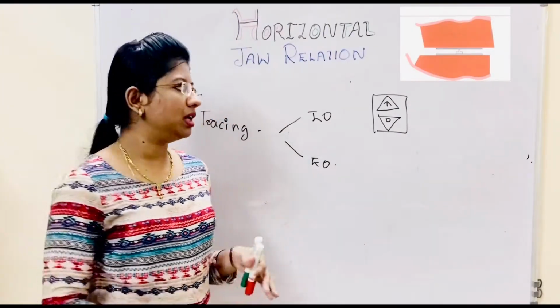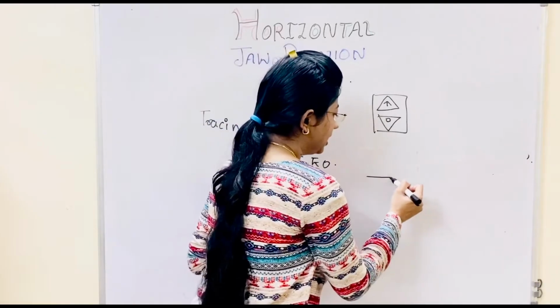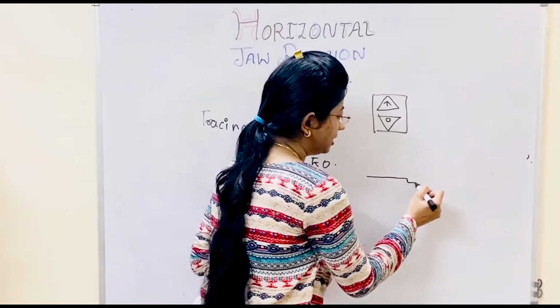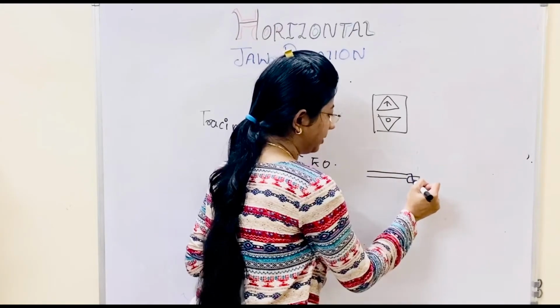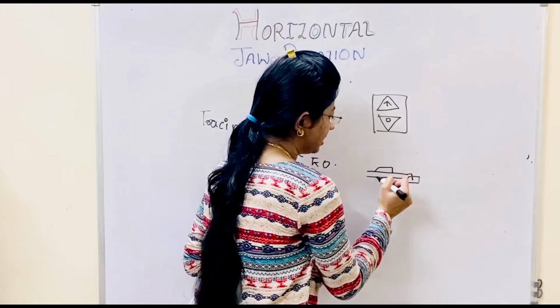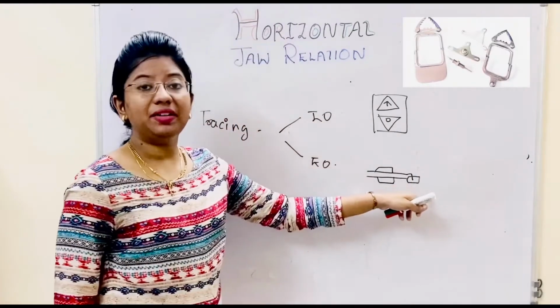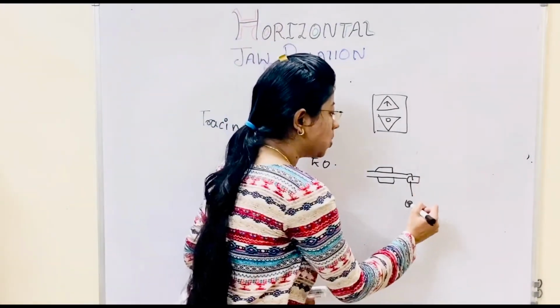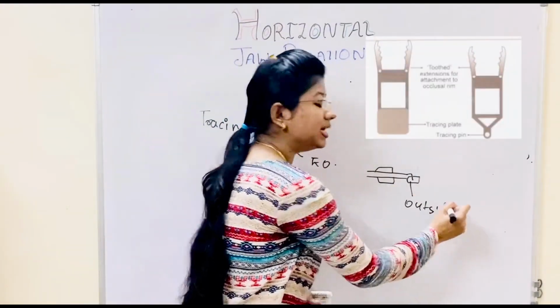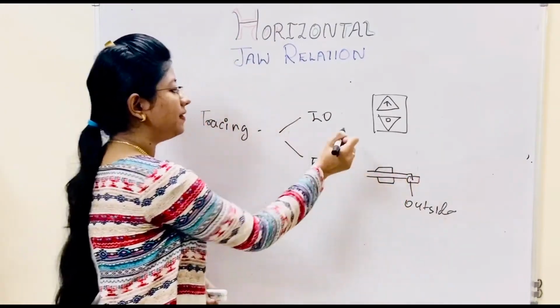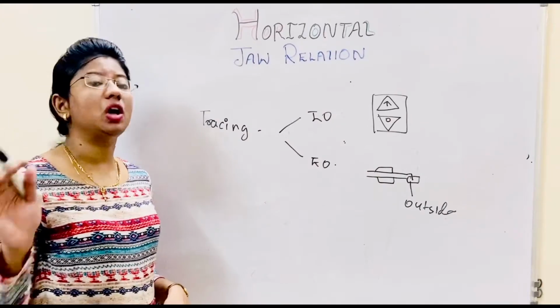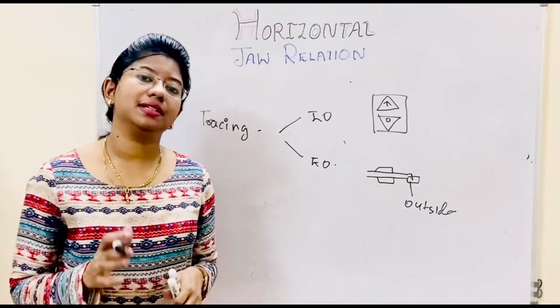Comparatively, in the extraoral tracer, what is there? There is a tracer, something like this, and there is a stylus, and the plate is inside the mouth. So whatever tracing is being done, it is outside, so it is visible, but it is away from the temporomandibular joint. The accuracy of the intraoral tracers is more.